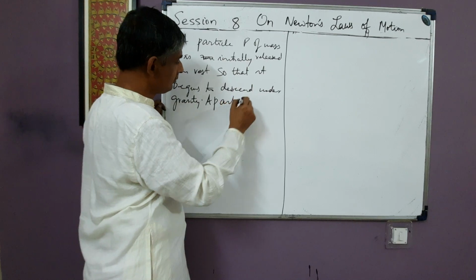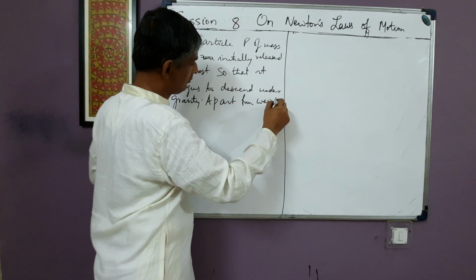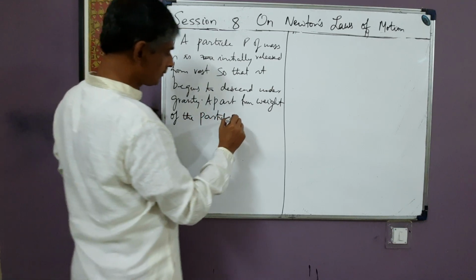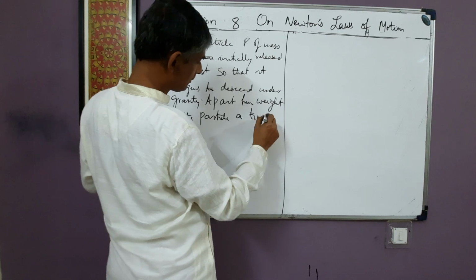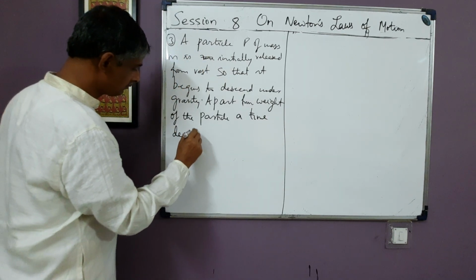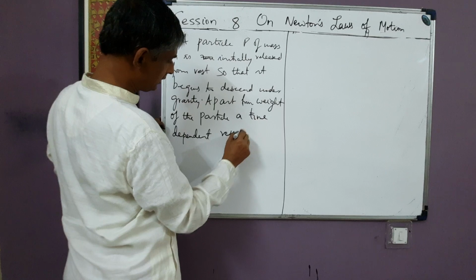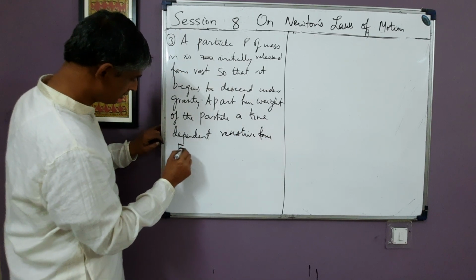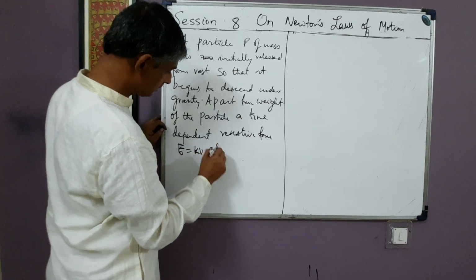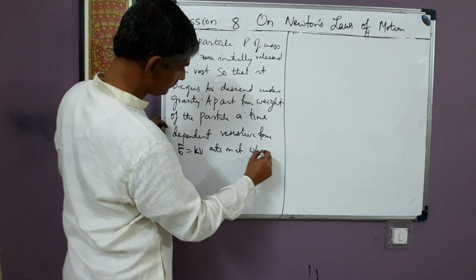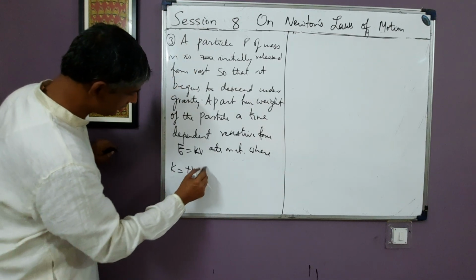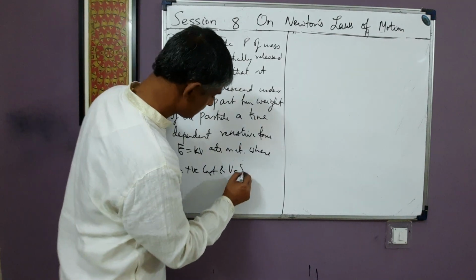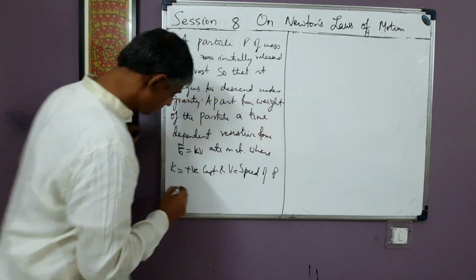Apart from the weight of the particle, a time dependent resistive force F naught equal to kV acts on it, where k is a positive constant and v is the instantaneous speed of the particle P at time t.